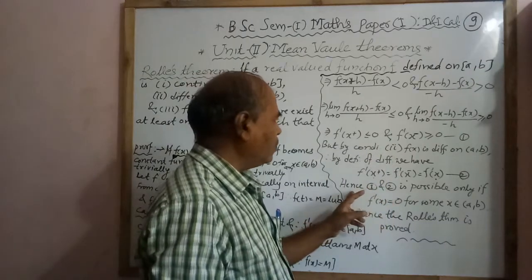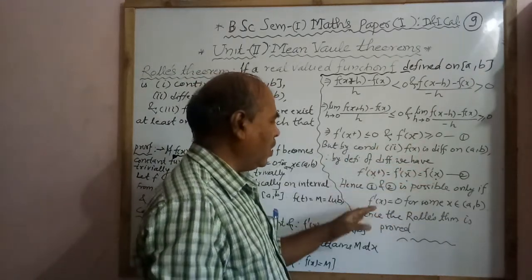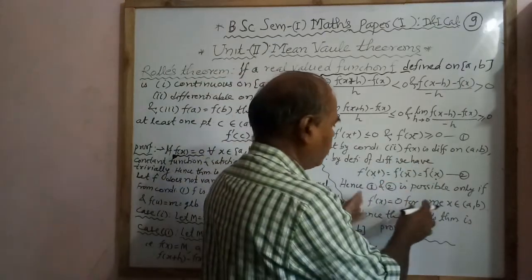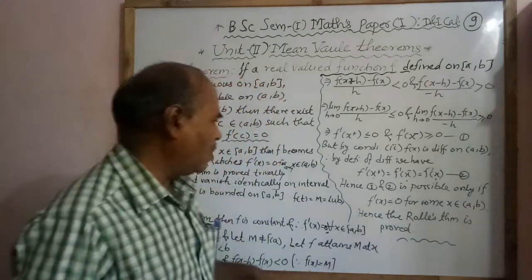From equations 1 and 2, the equations 1 and 2 are simultaneously possible only if f dash of x equals 0 for some x belonging to the open interval AB.